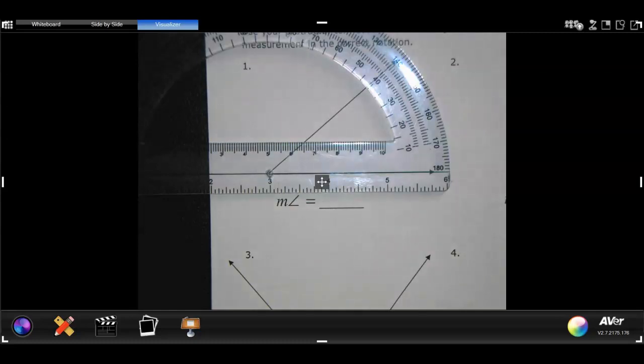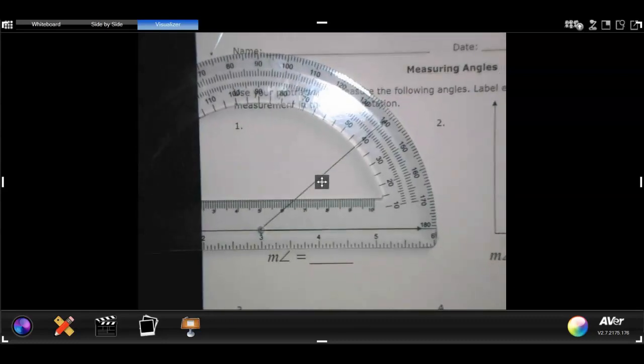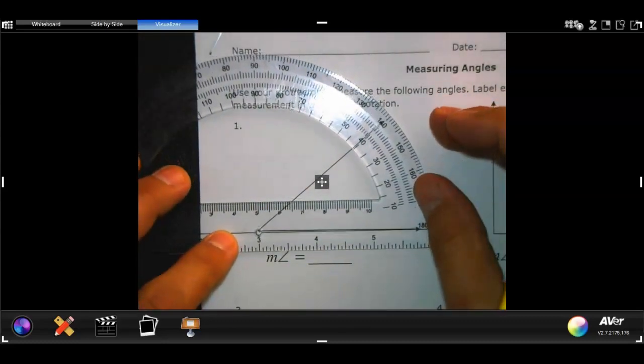What should you be doing? Follow along. Now here's the deal. When you do these, you're going to see two sets of numbers. One's on the inside, one's on the outside. There's a kind of a glare here, so it's kind of hard to see. But okay, let's try this again.